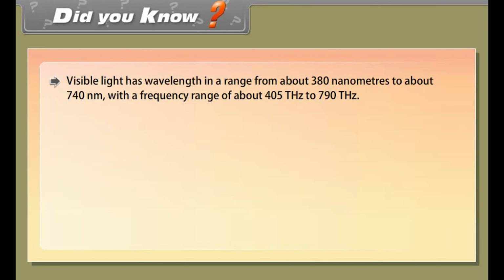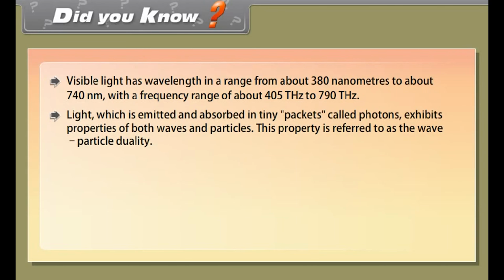Did you know, visible light has a wavelength in a range from about 380 nanometers to about 740 nanometers, with a frequency range of about 405 terahertz to 790 terahertz. Light which is emitted and absorbed in tiny packets called photons exhibits properties of both waves and particles. This property is referred to as the wave-particle duality.